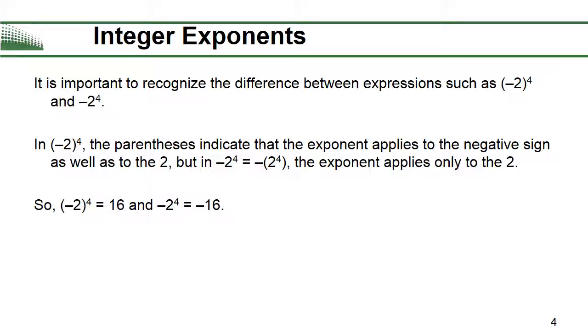Again, I'm bringing up the point here about the difference between -2 in parentheses to the 4th and -2 to the 4th with no parentheses. Notice the difference. The parentheses indicate the exponent applies to the negative sign as well as the number. But without the parentheses, the exponent only applies to the 2. So in the example there, you can see the difference. If you try it on your calculator both ways, you will see the difference.